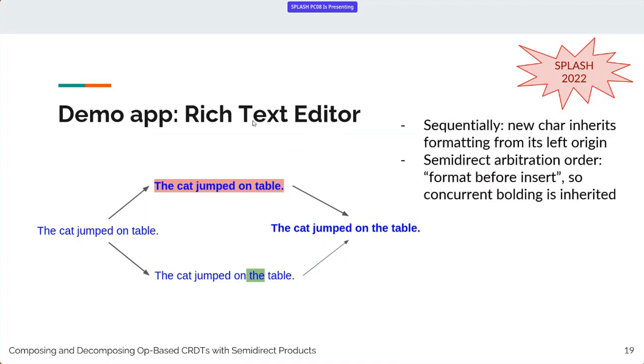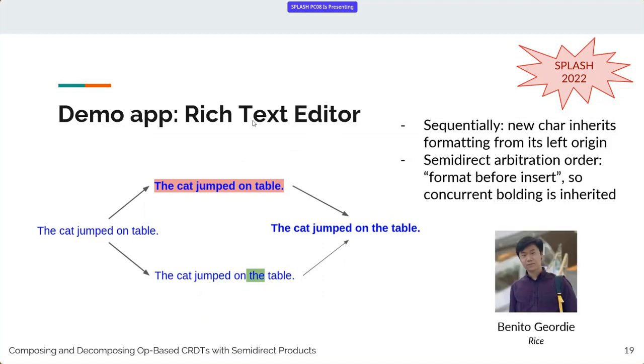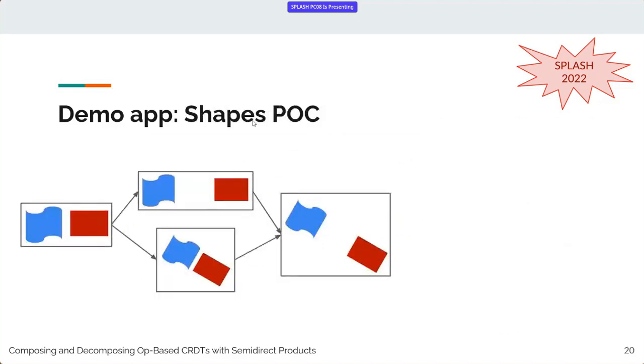Technically, this is done by a rule that when you insert a new character, it inherits formatting from its left neighbor. And then if you have a formatting operation and an insert operation, you do the format first, then the insert, to make sure that this formatting can be inherited if needed. Yeah, this I did not figure out. Jordy figured out how to do the semidirect product and integrate with Quill and all that, which is really the hard part.